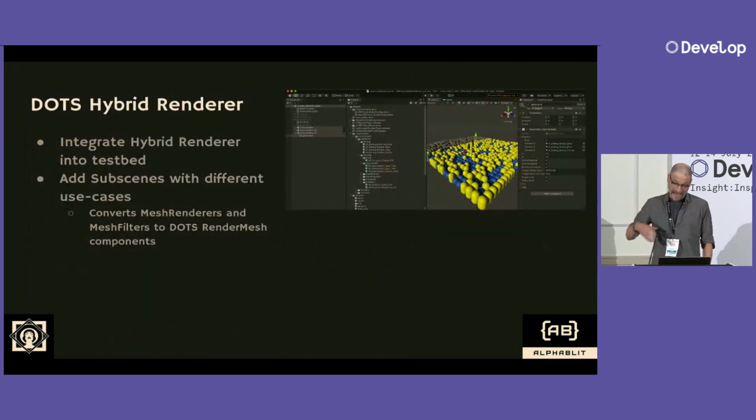We then added support for the DOTS hybrid renderer into the testbed, and that gave us a bit more insight as to what was happening within that code path. You actually get different rendering traces when you do classical Unity rendering, SRP Batcher rendering, and the hybrid renderer rendering. They all have different CPU traces. These had subscenes, which is a DOTS concept, which holds your game objects and converts them into ECS render mesh components at runtime.